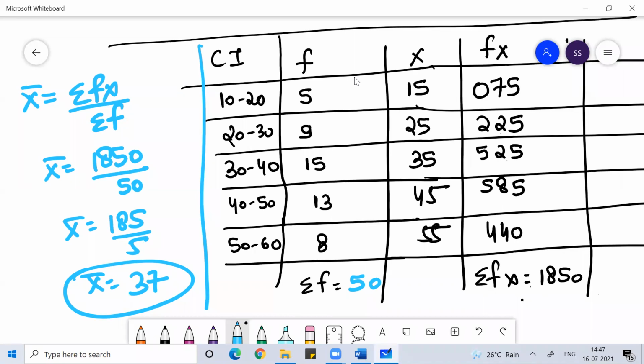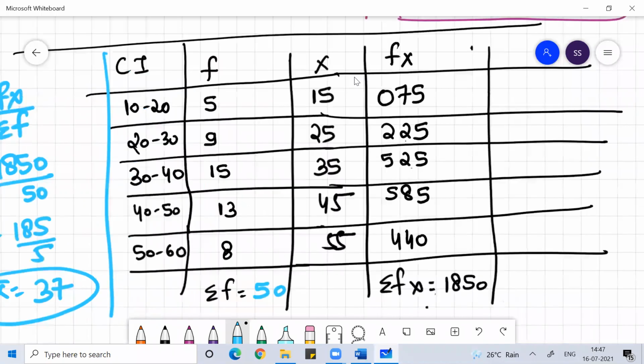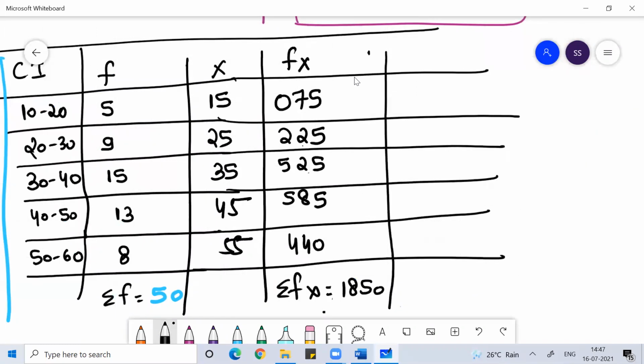Once you get your mean, guys, you can find the standard deviation. To find the standard deviation, you can take the square of this value. This is 225, then 625, then 1225, then 2025, then 3025.